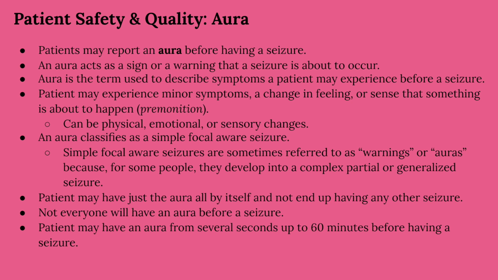And an aura actually classifies as a simple focal aware seizure. And this is because even though a patient is conscious during a focal aware seizure, remember these seizures can still develop into another type of seizure, such as a complex focal aware seizure or a generalized seizure. This explains why sometimes a patient may have an aura all by itself and not end up having any other seizure afterwards. A patient may have an aura from several seconds up to 60 minutes before a seizure. And as I said earlier, guys, a seizure can affect every individual differently. Some may experience an aura before having a seizure and some may not.